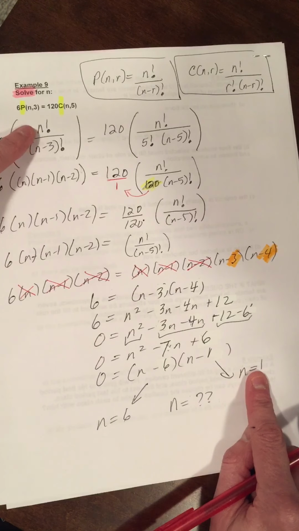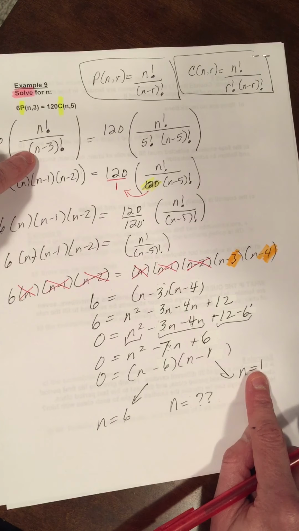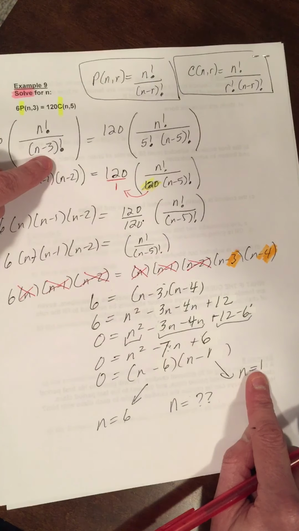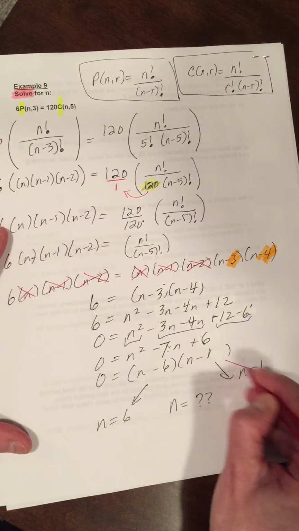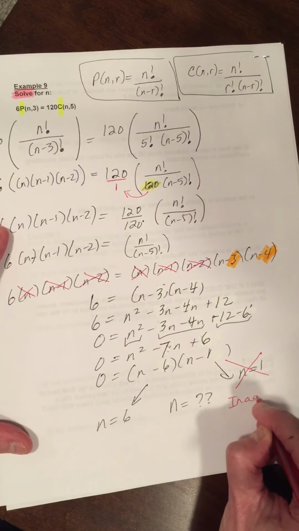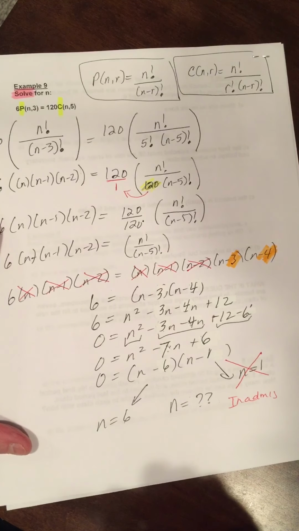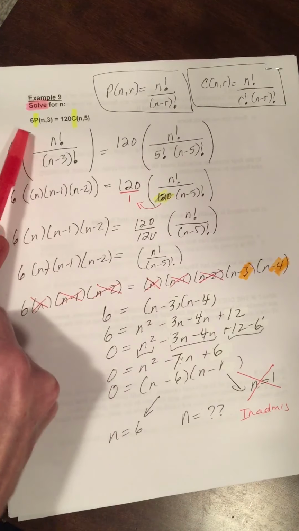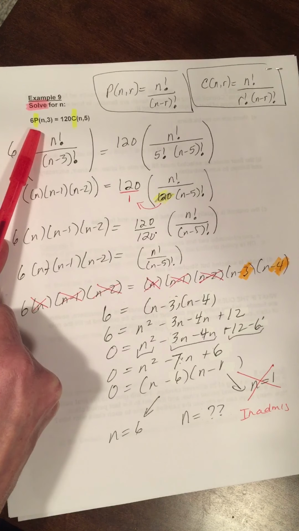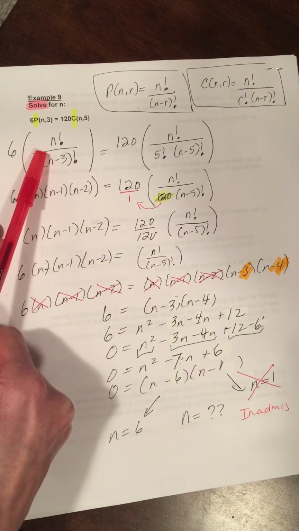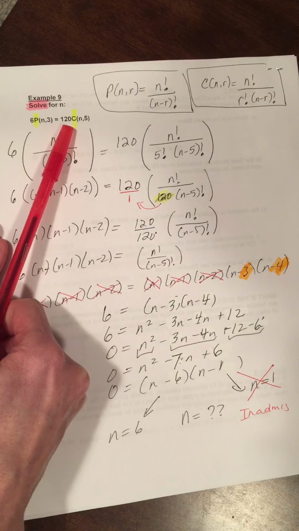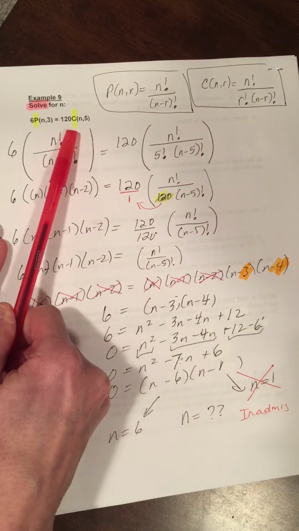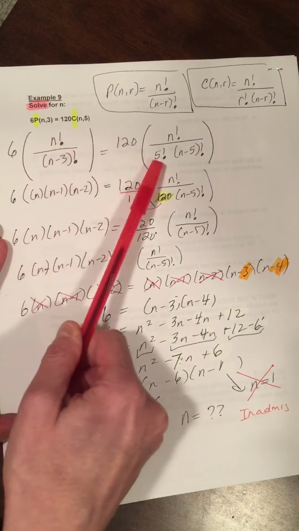If I take this 1, factorial works fine here, but we've got a problem. 1 minus 3 gives me a negative factorial. So this one right here is my inadmissible. Okay? So this is a fantastic test question because it combines our skills using the permutation formula for algebraic factorials and our skills of using the combination formula with algebraic factorials.